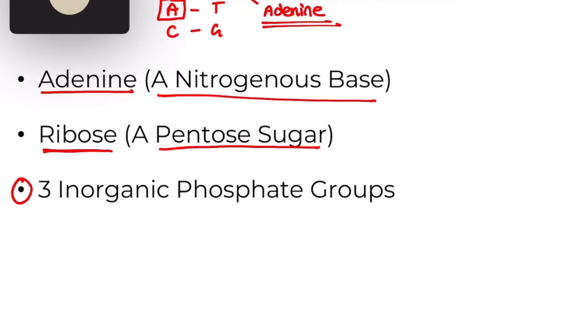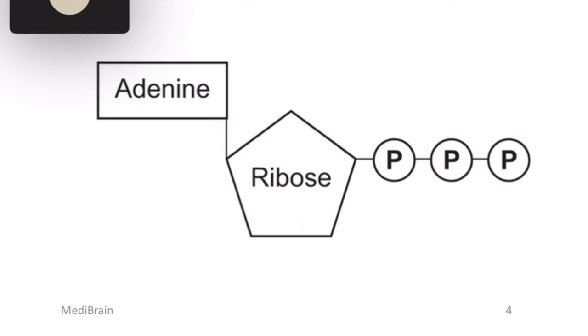Now, inorganic phosphate groups, I'll come on to them, but basically these are the groups which are broken to provide energy so that muscle contraction can occur. Any biological processes within the body can occur. And that's the purpose of these phosphate groups. And this is the structure of ATP.